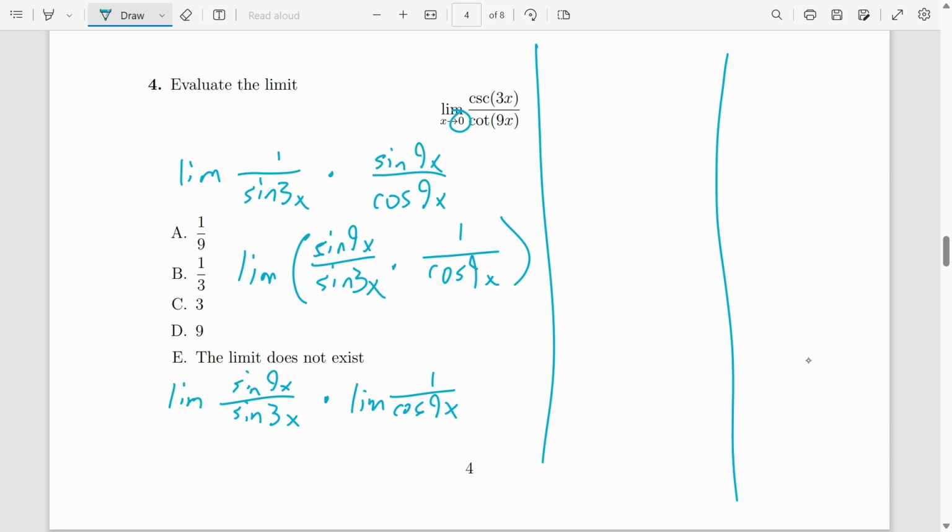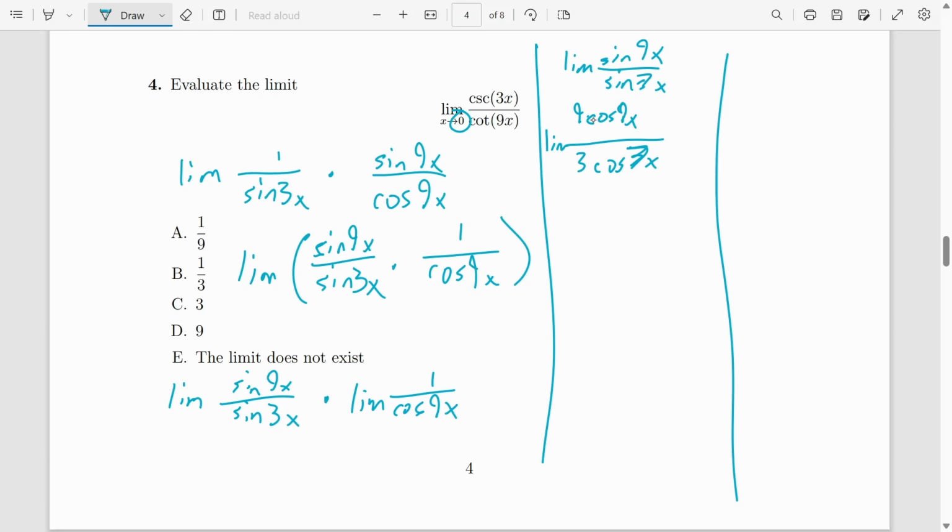If we make two columns, one for the limit of sine of 9x over the limit of sine of 3x, we can do L'Hopital's rule and take the derivative of the top and the bottom. So the derivative of sine of 9x is cosine of 9x, and then we have to do chain rule, multiply by the derivative of the inside. So the derivative of 9x is just 9, all over this, which will also be cosine of 3x times 3.